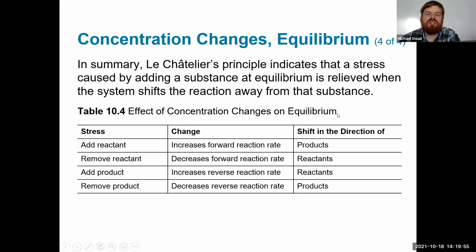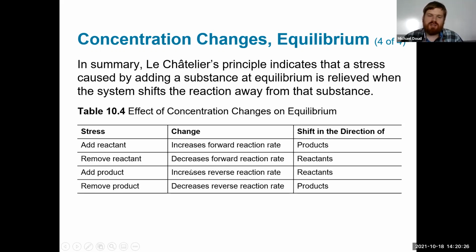Okay, so these are the general changes that we're going to see when we have an equilibrium system. If we add a reactant, then Le Chatelier's principle tells us that the forward reaction rate will increase, and so it shifts the equilibrium in the direction of the products. If you remove a reactant, on the other hand, that decreases the forward reaction rate, so the reverse reaction rate will increase, and therefore the shift is going to be towards the reactants.